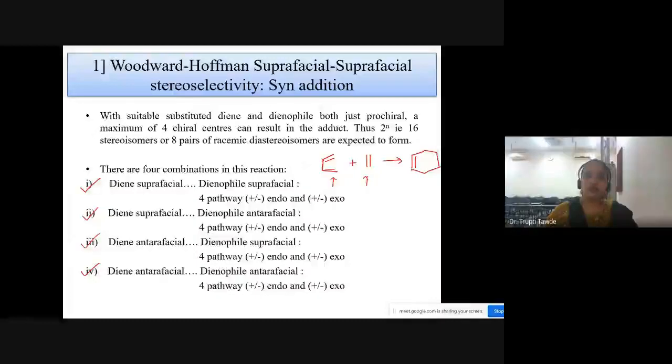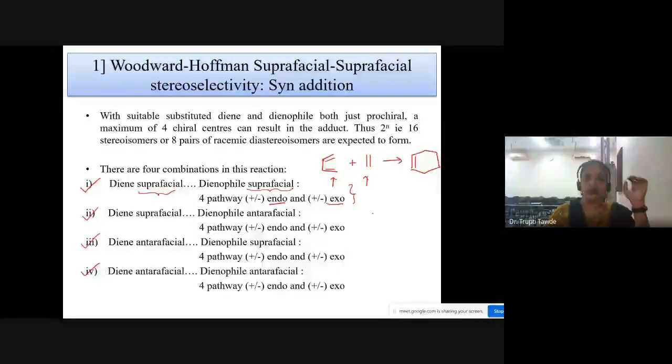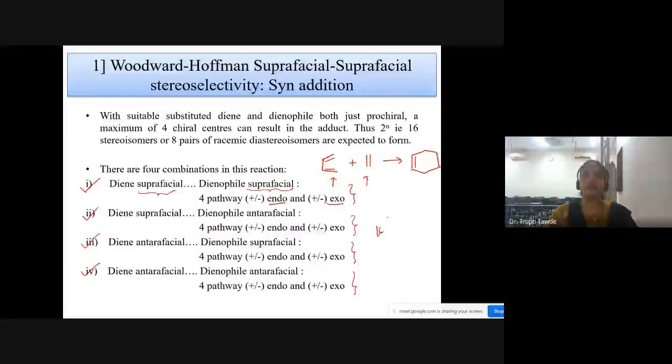When I say they are going to approach in a suprafacial manner, they will give me around four compounds. Four compounds in the sense two endo and two exo. Of course, each endo and exo will have the plus-minus pair. Therefore, there are a total of four stereoisomers I'm going to end up with. So this is four pathways here, and again four in the other case, so there are a total of 16 stereoisomers. We are going to get them from here.